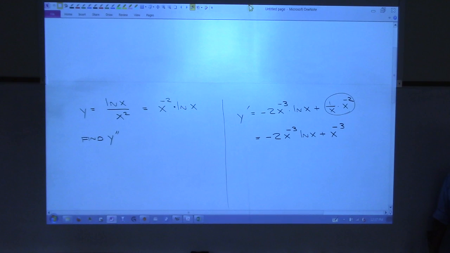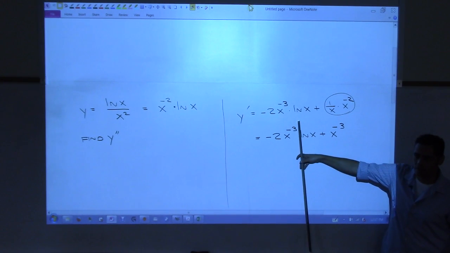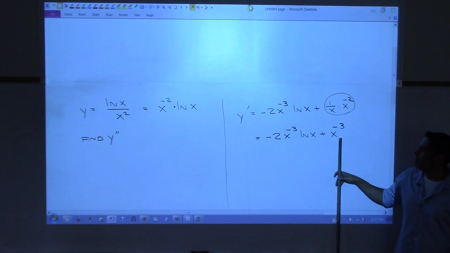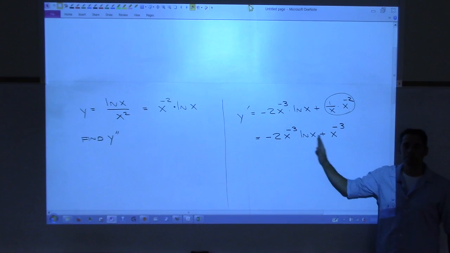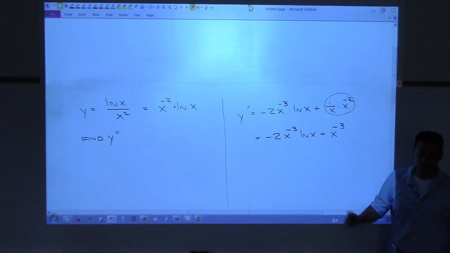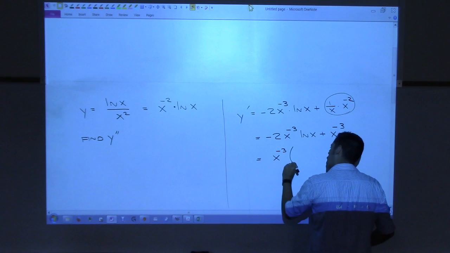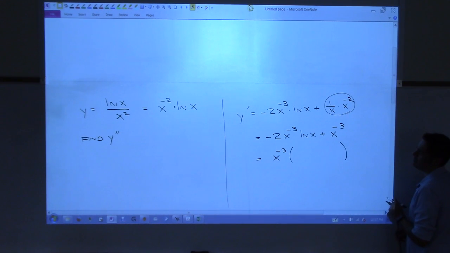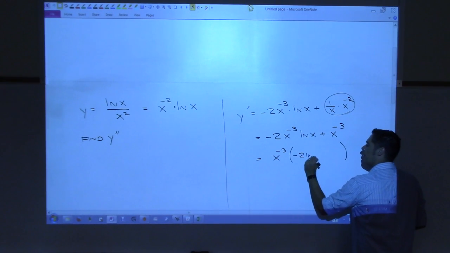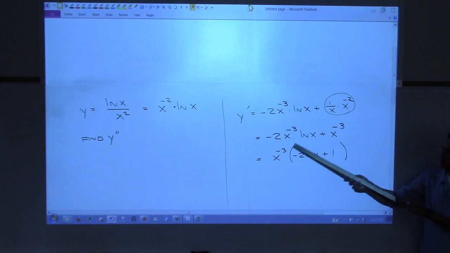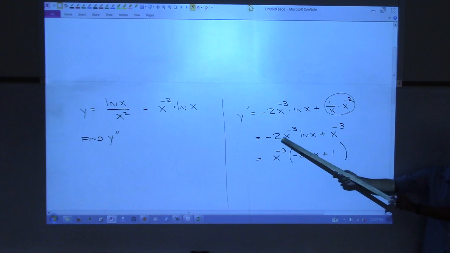Now I could do the derivative now, right? I'd have a product rule right there, and then this one would be a separate derivative, because it's addition. But I'm seeing that I have x to the negative 3 in both terms, so I'm going to factor it out. What would it leave me with in here? Negative 2 ln x plus 1. Do you all see that? If I distribute this back through, I get back this.